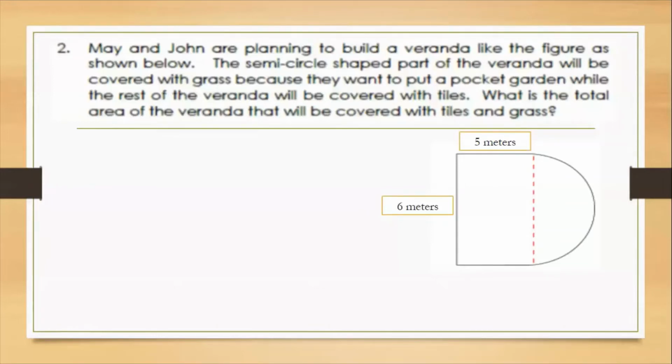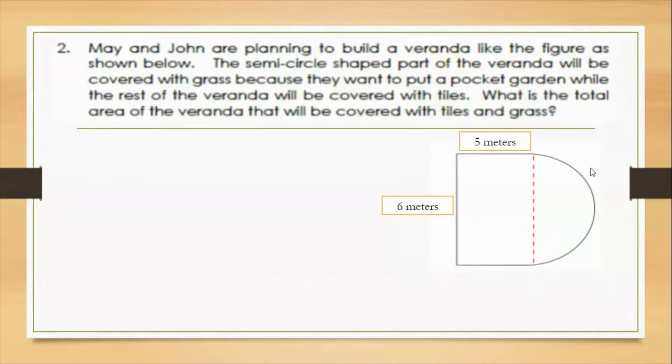For our second example, we have here: May and John are planning to build a veranda like the figure shown below. Here is the veranda. The semicircle-shaped part of the veranda will be covered with grass because they want to put a pocket garden, while the rest of the veranda will be covered with tiles. What is the total area of the veranda that will be covered with tiles and grass?